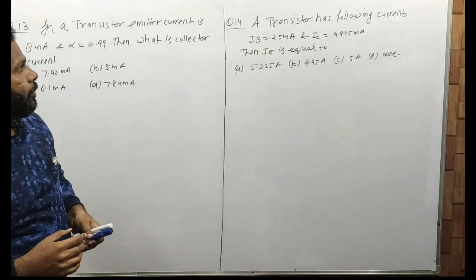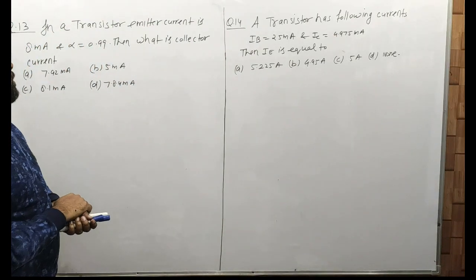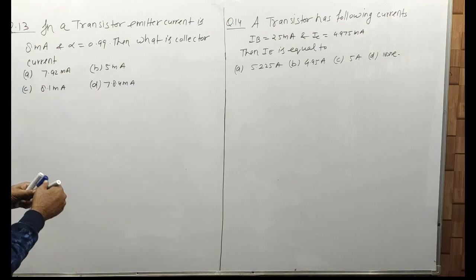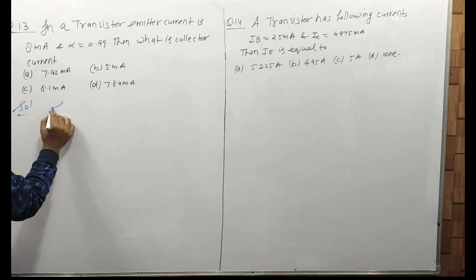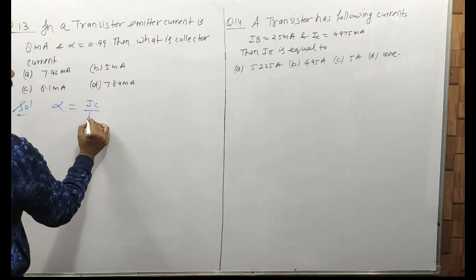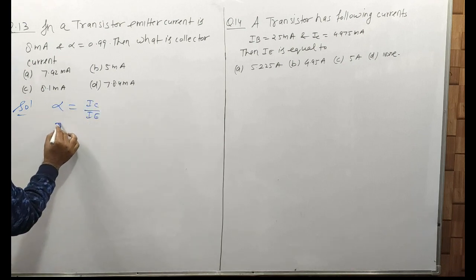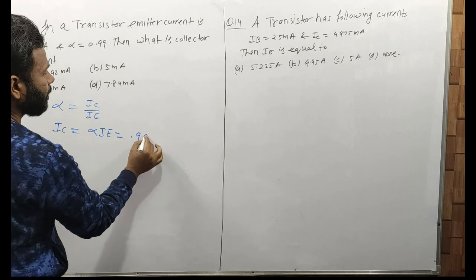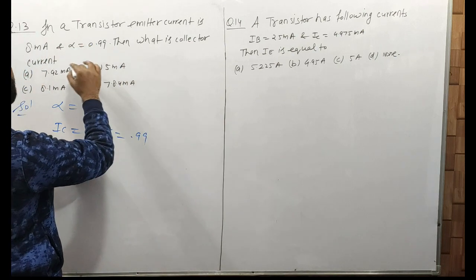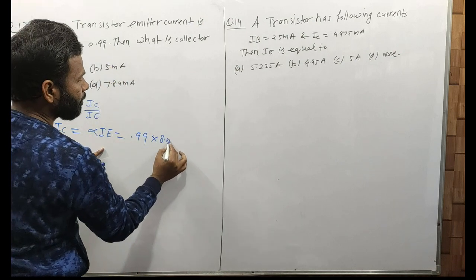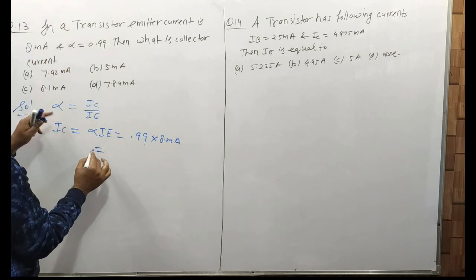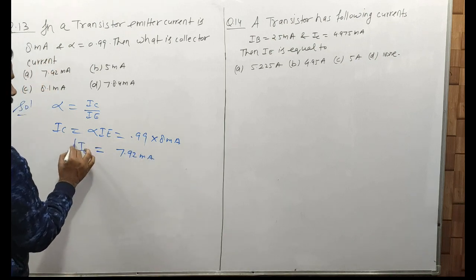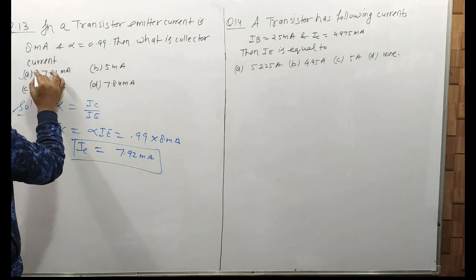Now let's take the 13th and 14th questions. In a transistor, emitter current is 8 milliampere and alpha is 0.99. Then what is the collector current? So alpha is IC upon IE. Then IC is equal to alpha times IE, and alpha is 0.99. Then IE is given, that is 8 milliampere. So for this question the answer is 7.92 milliampere. Clear? It was a very simple question. So the answer to this question will be A, correct.